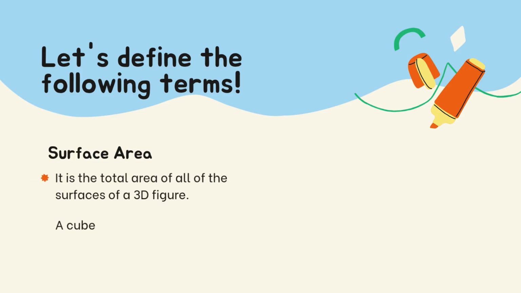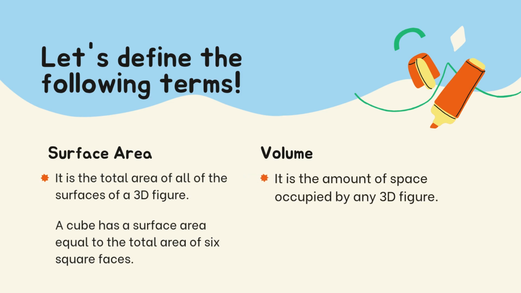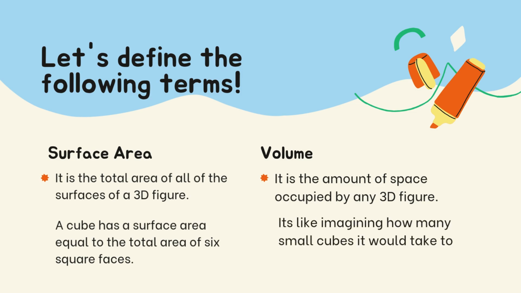For instance, a cube has a surface area equal to the total area of 6 square faces. Next, we have volume. Volume is the amount of space occupied by any 3D figure. It's like imagining how many small cubes it would take to fill up the solid figure.